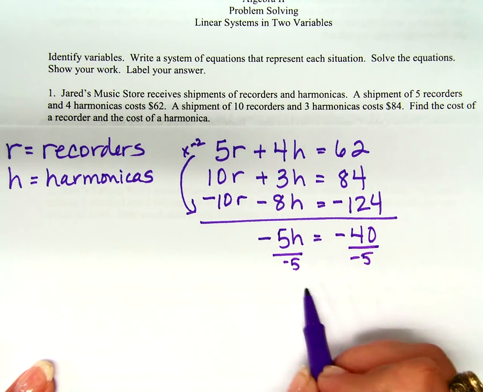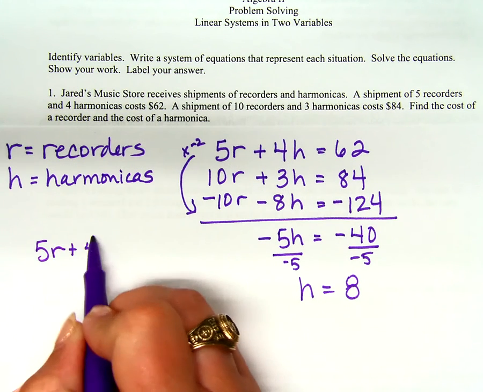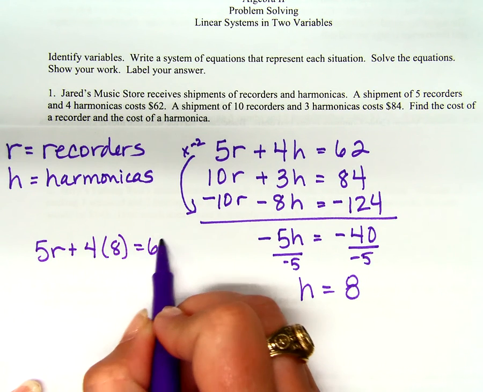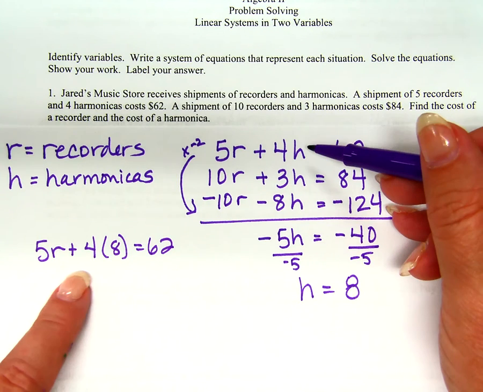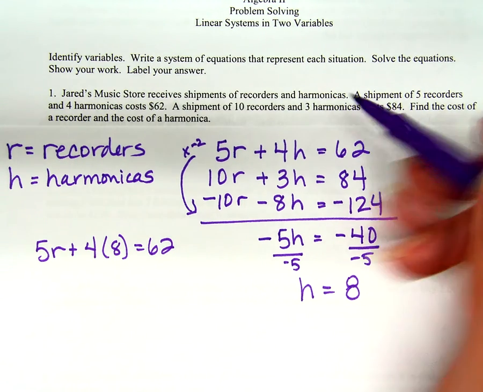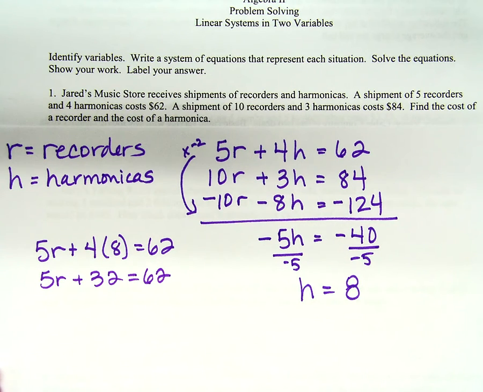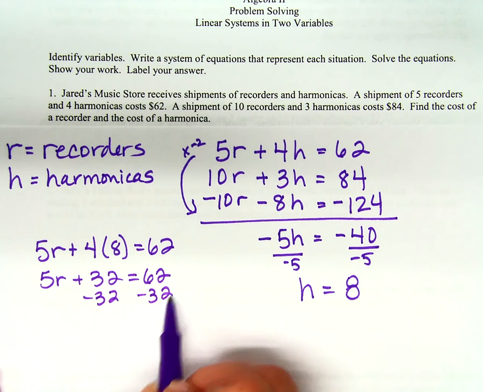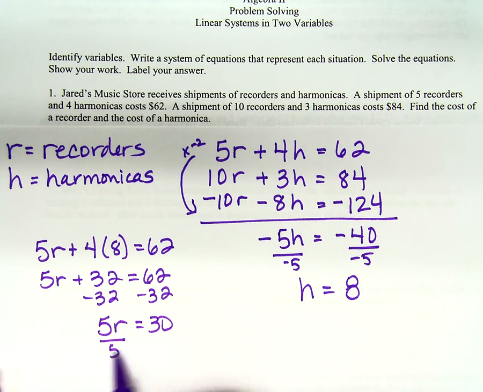Dividing both sides by -5 gives me H equals 8. Now that I know H, I need R. So 5R plus 4 times 8 equals 62. Where did that come from? The top equation, right? I substituted 8 in for H. Okay? So 5R plus 32 equals 62. And if I subtract 32 from both sides, I get 5R equals 30. And dividing by 5 on both sides gives me R equals 6.